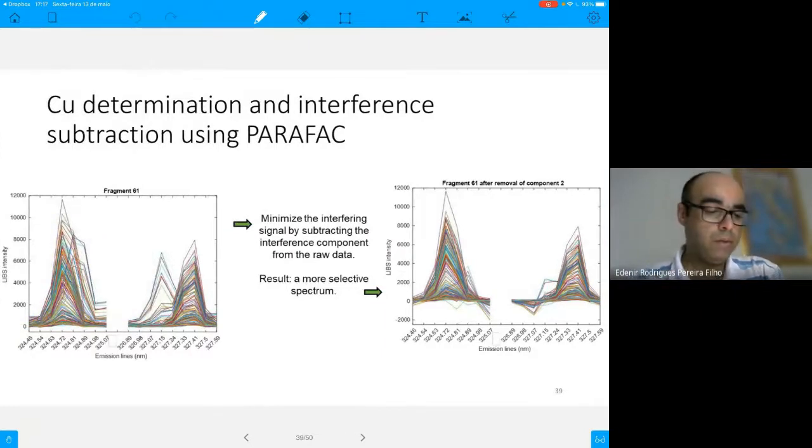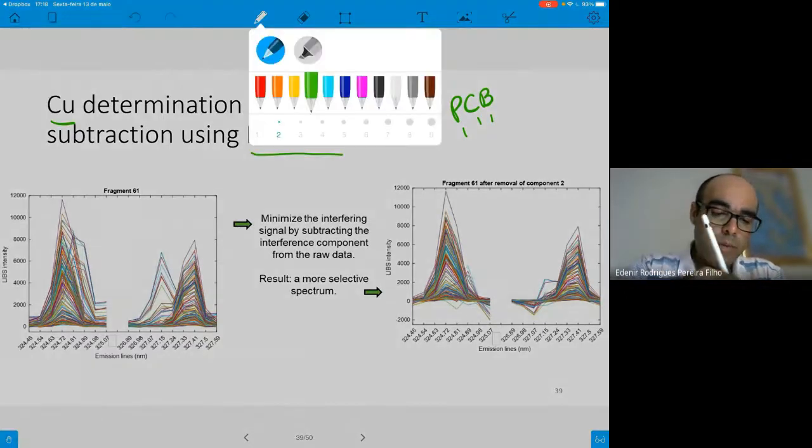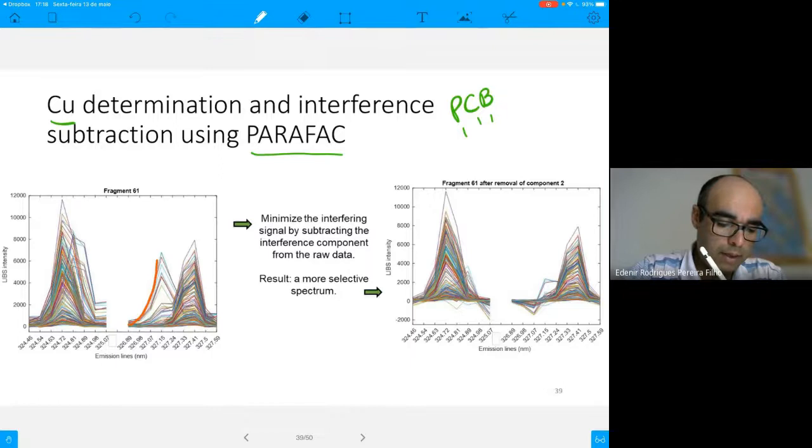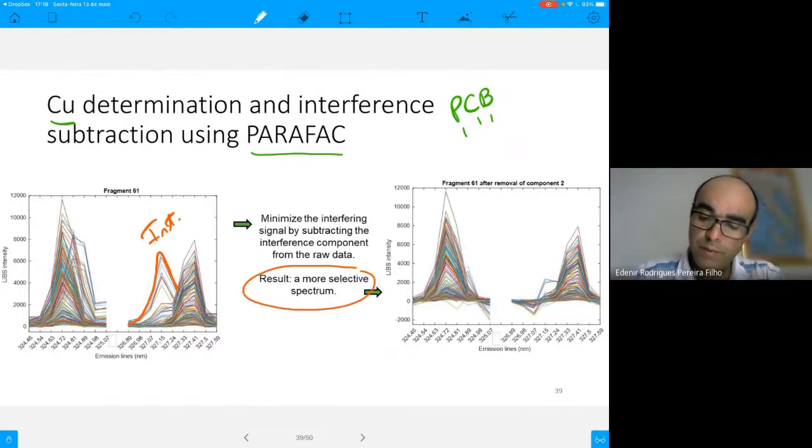Another application was copper determination in printed circuit boards, PCBs, and using PARAFAC, we observed the presence of an interferent here. You can see here an interferent, and using PARAFAC, we removed this interferent and later performed multivariate calibration using PLS, for example. This is another application combining PARAFAC and LIBS.